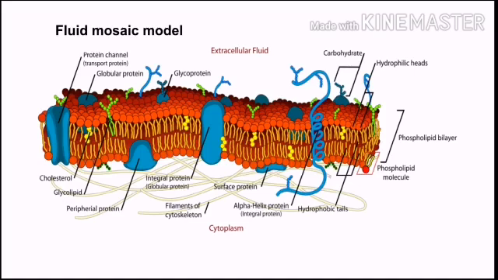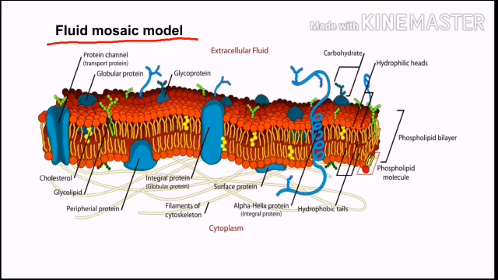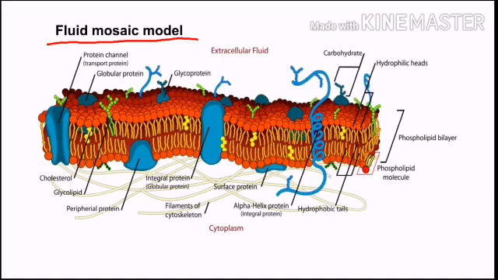Now let's take a closer look at the cell membrane and see its structure. A lot of models are available to explain the cell membrane, but the most widely accepted one is the fluid mosaic model, proposed by Singer and Nicolson in the year 1972. So let's explore the fluid mosaic model. Now, why is it called the fluid mosaic model? Well, if you go through the video, you will be clear why it is called the fluid mosaic model.